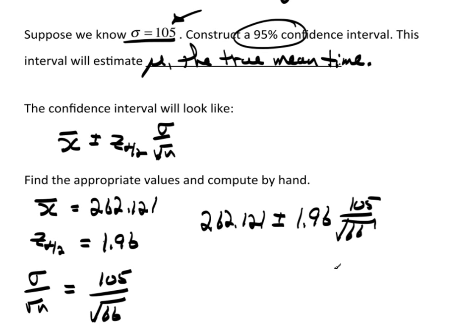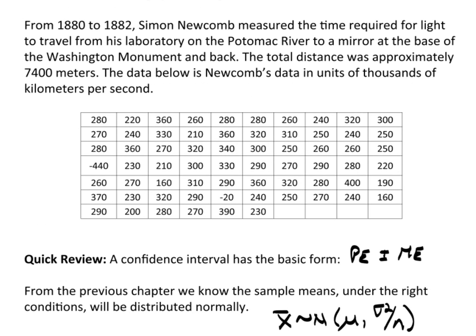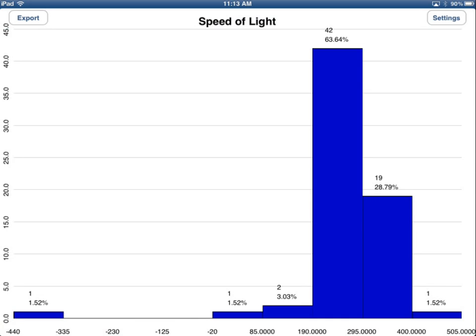Now there is an issue here. And that issue is if you look closely at the data, there's 1, 2 negative numbers. Right away we know there's a problem. You can't have negative speeds of light. That's one reason why graphs of data are so important.